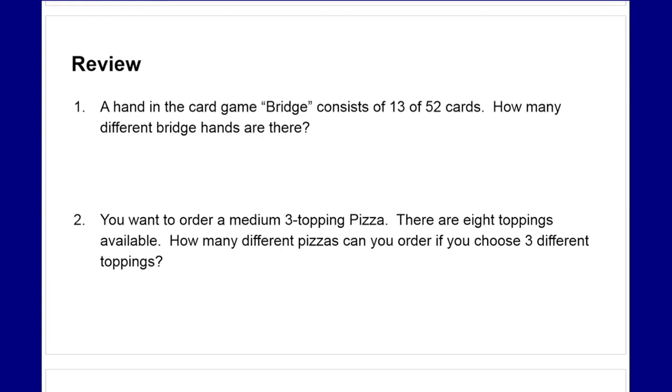So the first question, a hand in the card game Bridge consists of 13 of 52 cards. How many different bridge hands are there? So again, because we're talking about hands, order does not matter. So in this case, we have 52 options, and we're choosing 13 of them. So that gives us 6.35 times 10 to the power of 11. So that's how many options there are, or how many 13 card hands there are.